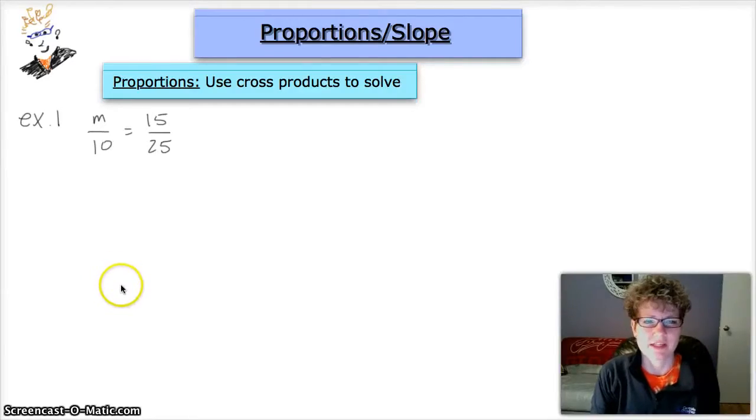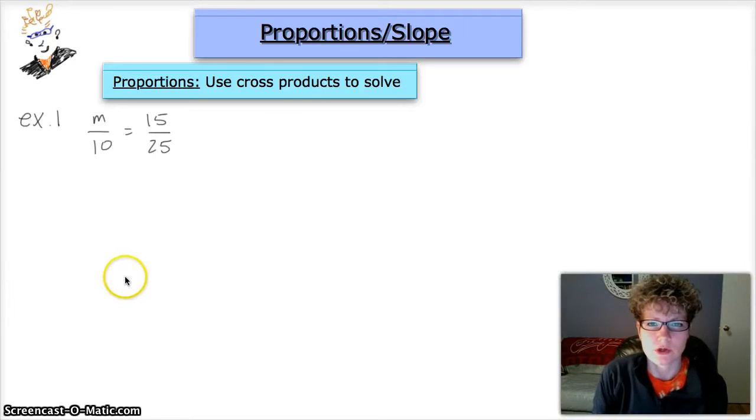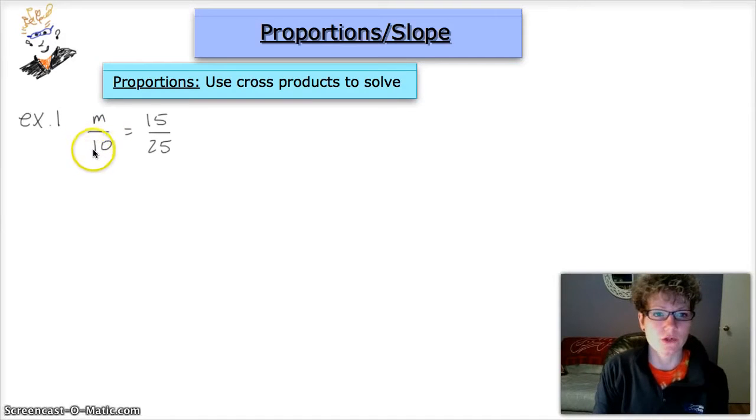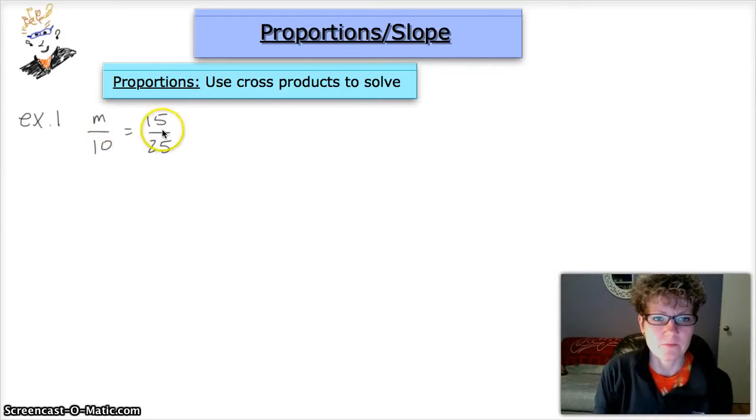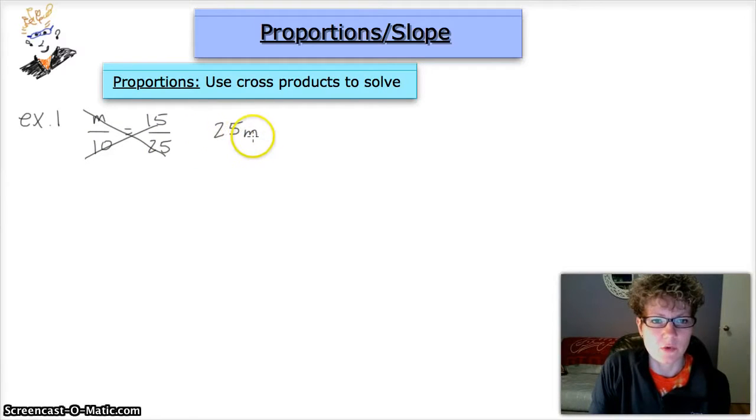Okay, pre-algebra lesson 44 is proportions and slope. First off, proportions. You are going to use cross products in order to solve a proportion. Here's a proportion, which is two fractions that are set equal to each other: M over 10 equals 15 over 25. So I'm going to cross multiply. M times 25 equals 10 times 15. Let's write this as 25M, because that means 25 times M, equals 10 times 15.